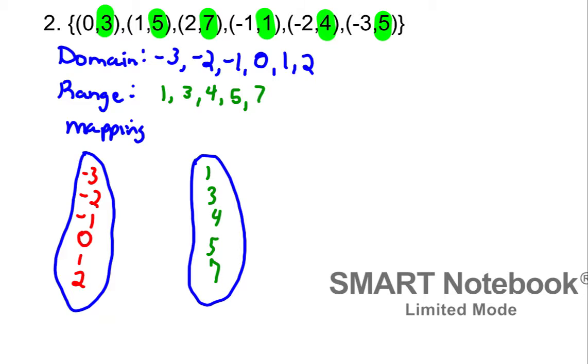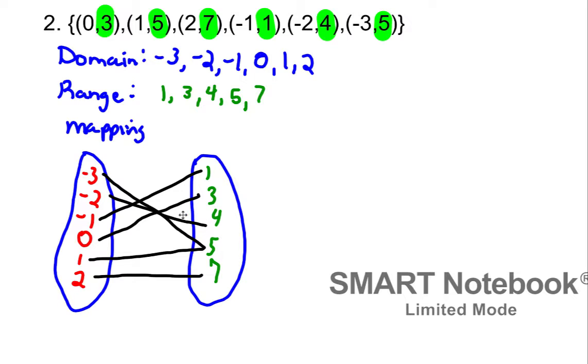Now I go down 1 point at a time, 0, 2. So from the 0 in the domain, I draw a line to the 3 in the range. I repeat this for every single point. -1 maps onto 1. -2 maps onto 4. And -3 maps onto 5.